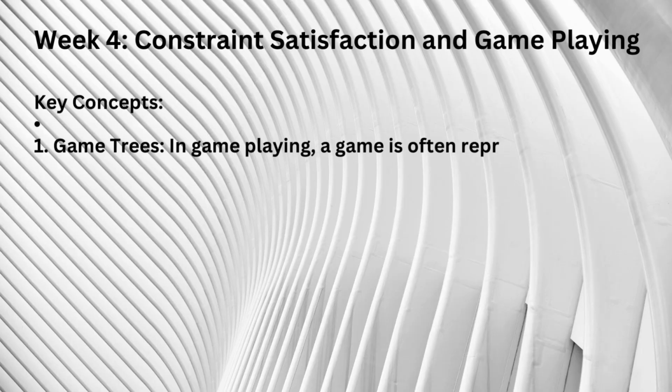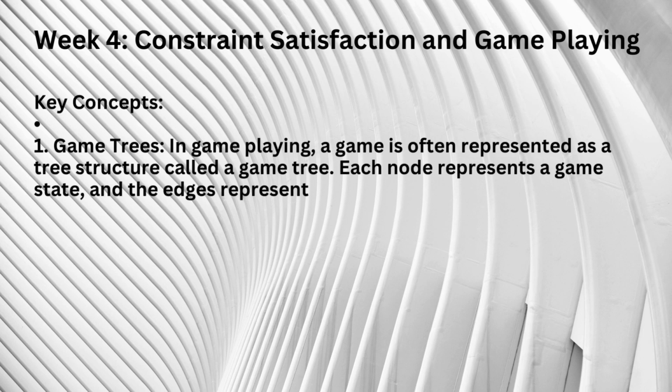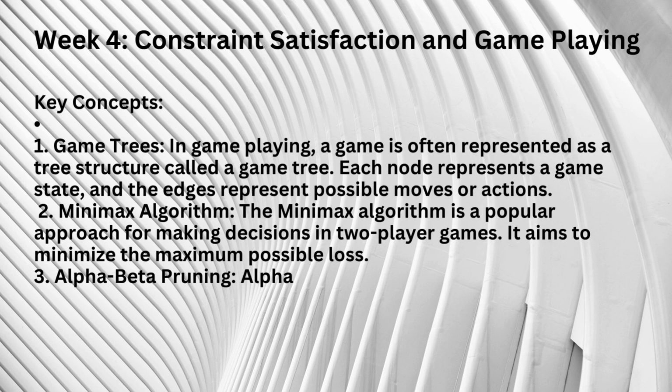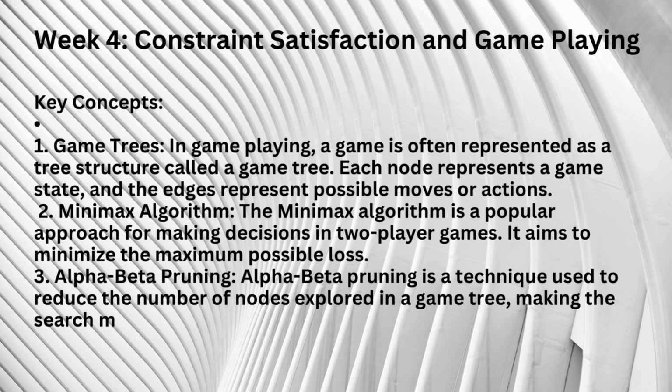First, game tree. In game playing, a game is often represented as a tree structure called a game tree. Each node represents a game state and the edges represent possible moves or actions. Min-max algorithm. The min-max algorithm is a popular approach for making decisions in two-player games. It aims to minimize the maximum possible loss. In essence, it assumes that the opponent makes the best possible moves and the agent selects moves that minimize potential losses.